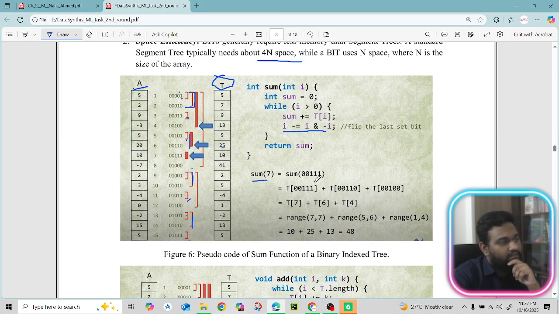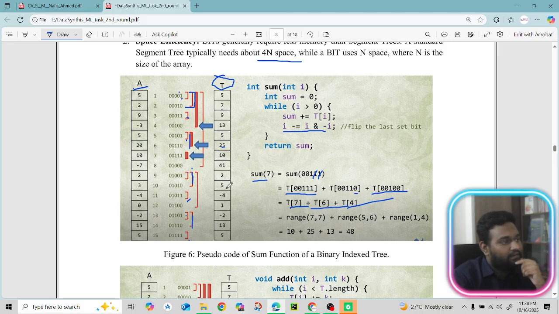So 7 means 00111. So we're going to flip this least significant bit. For here, this one is as it is. Then if I flip this bit, it will be 0. Then I will be flipping this bit, I'll be getting this. That means T7, T6, and T4.